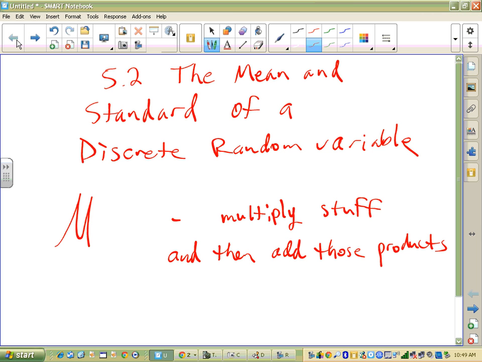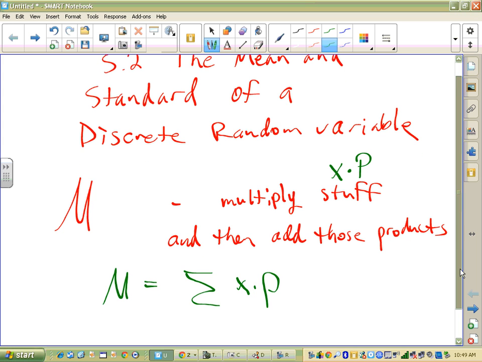Now the stuff, you asked what the stuff is. The stuff is going to be x multiplied by its probability. So if you want a formula, mu is actually calculated by the sum of x times its probability. So we're going to add up each of those products. Maybe we could even get it a little fancier with this. Make a subscript here. So the sum of the x sub i's multiplied by the p sub i's from i equals 1 to n. So we're going to be multiplying stuff and adding it up, and that's how we find the mean.